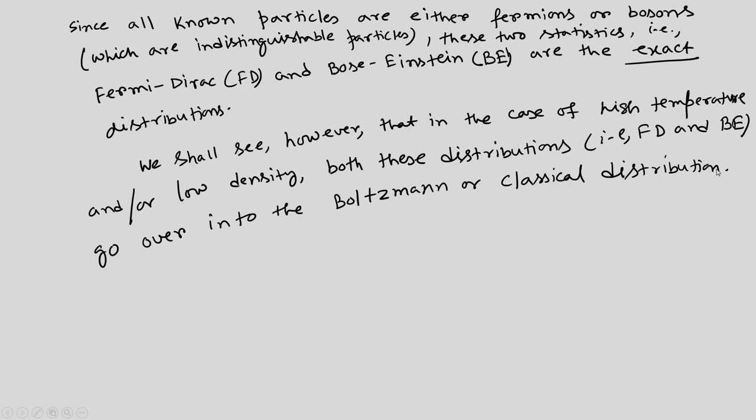But we will see, however, that in the case of the high temperature limit or low density limit, both these distributions, that is FD and BE, go over into the Boltzmann or classical distribution. Now, we will do the derivation of these two statistics.